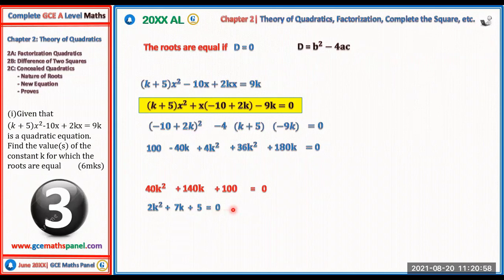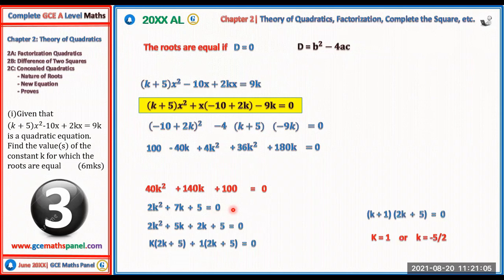At this point, you can solve this quadratic as well. And when we solve this quadratic by factorization or any other method, the values of k will be k equals minus 1 or k equals minus 5 on 2.